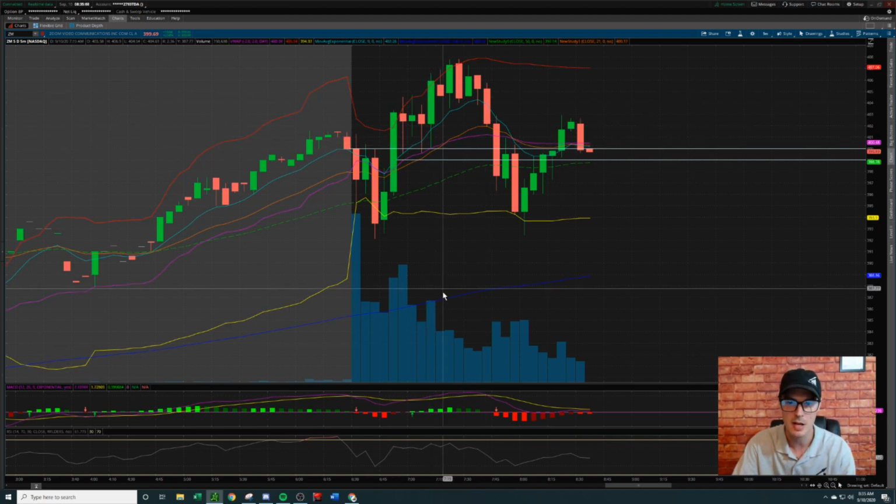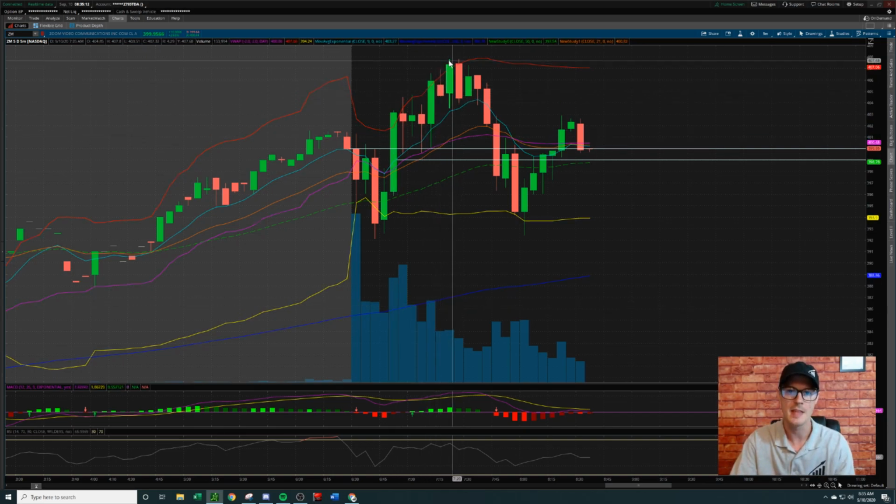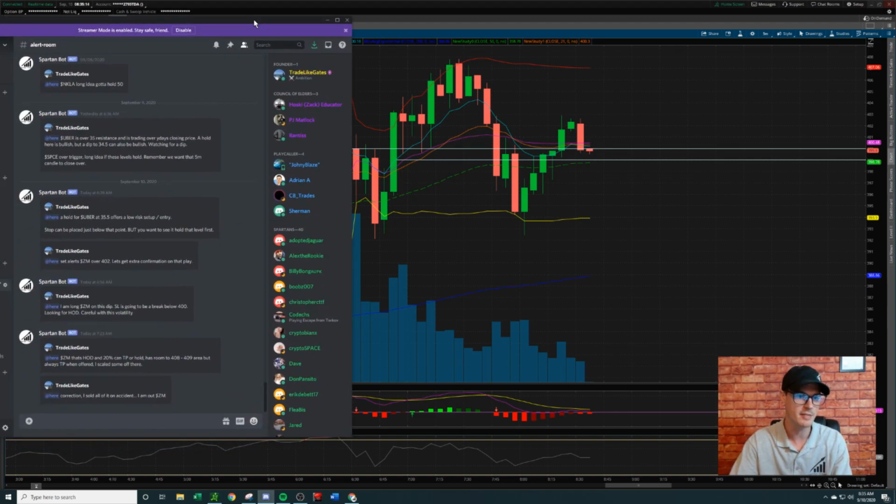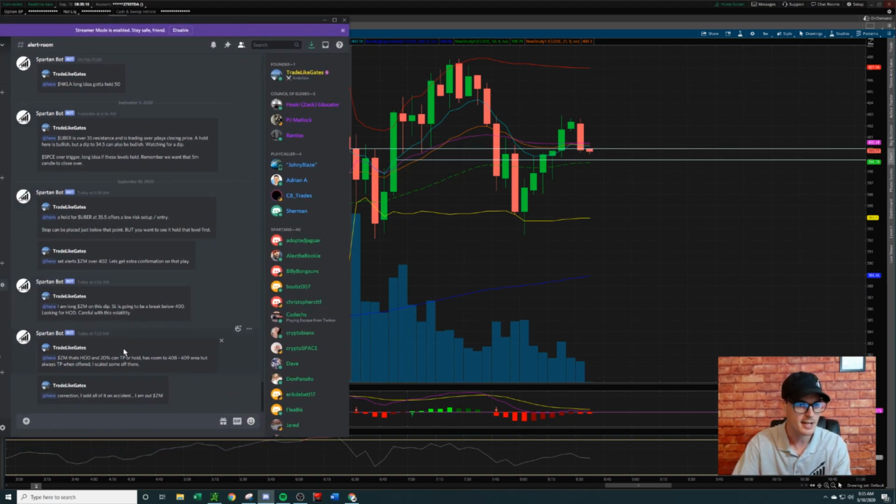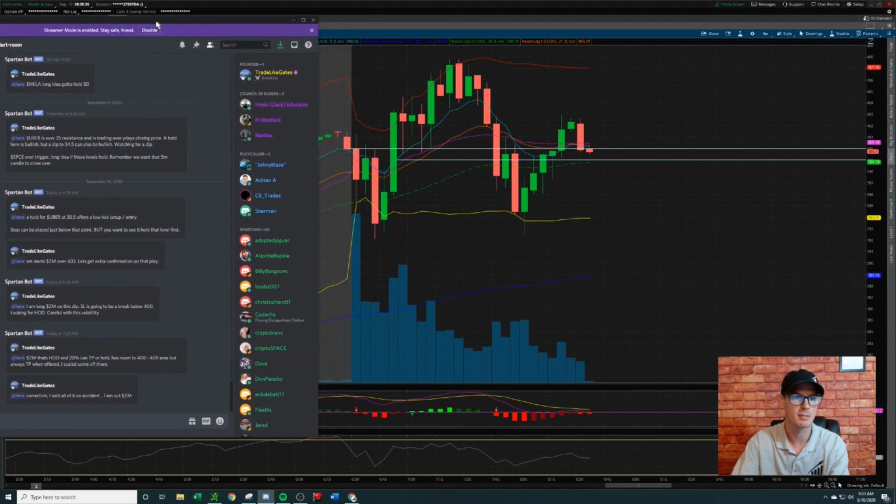We eventually got another volume push here with a new break of high of day, and then another volume push up to the high of day again. So at 7:23, I said that's high of day and 20%. You can take profit or hold. This has room to 408 or 409, but always take profits when offered, especially in the current market that we're in right now. I meant to scale some off there. I actually accidentally sold the entire position, so that's fine. I was able to take that trade.